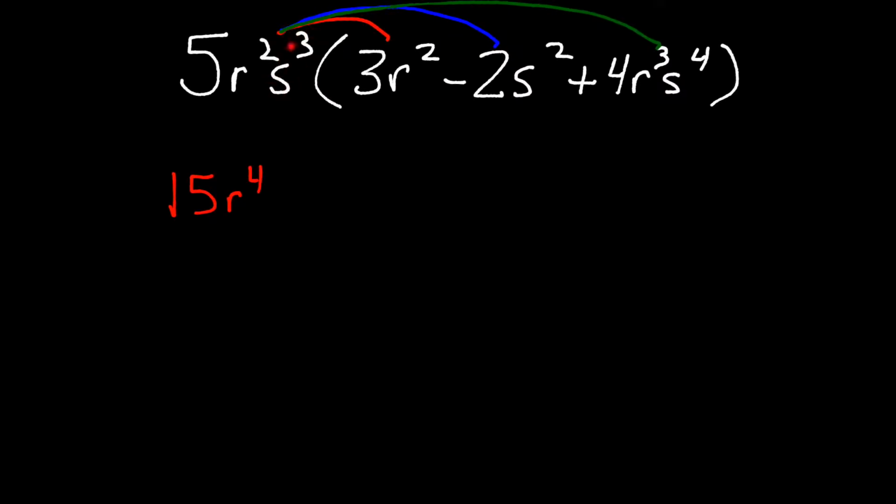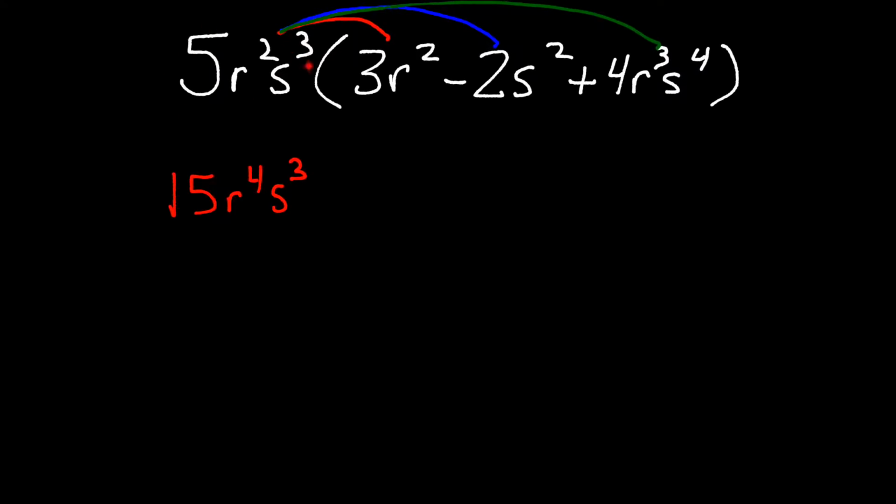Now I have an s cubed here, and I don't have an s term at all on the 3r squared. So that means s cubed is just going to tag along as itself. It's not going to change. So my first term is going to be 15r to the 4th s cubed. This did not get changed because there was not an s to multiply by over here. It also didn't disappear.